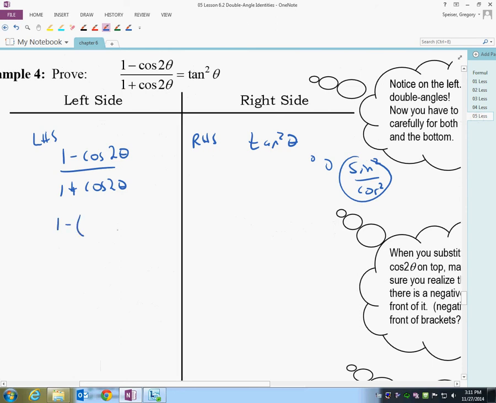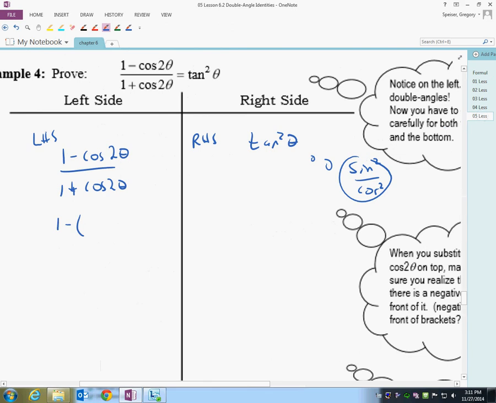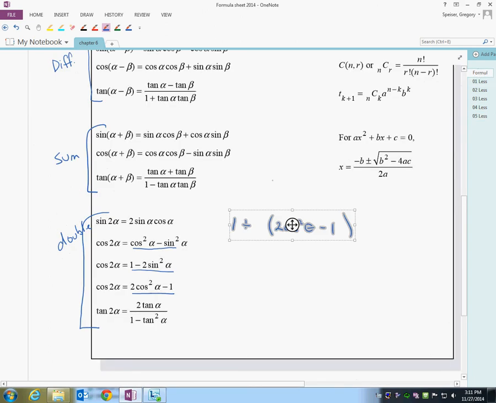1 minus 2 sine squared theta, over 1 plus cos 2 theta. And I'd love to have something where I get cos squared. So I'll go over here and I say, oh, this is a nice one. 2 cos squared theta minus 1.